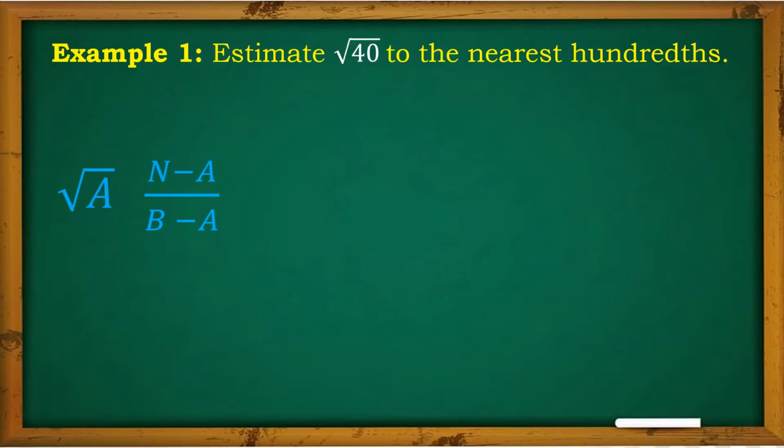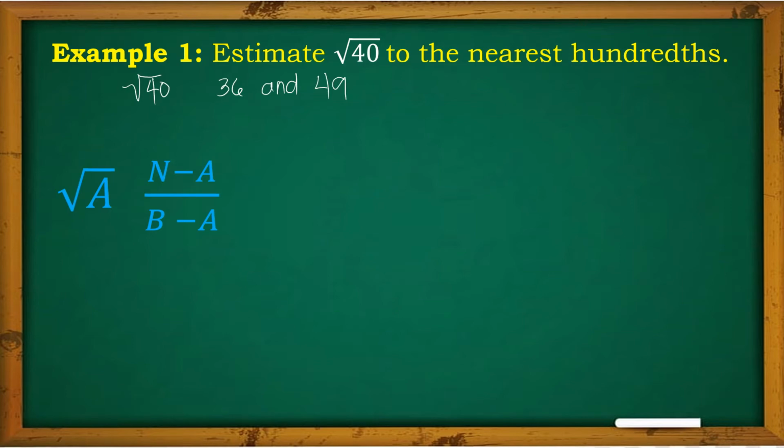For example, number 1, estimate the square root of 40 to the nearest hundredth. So, i-identify muna natin yung dalawang perfect square before and after square root of 40. Ang before niya is, siyempre, mas mababa sa kanya si 36. And ang after niya, mas mataas sa kanya yung susunod na successive perfect square, which is 49.